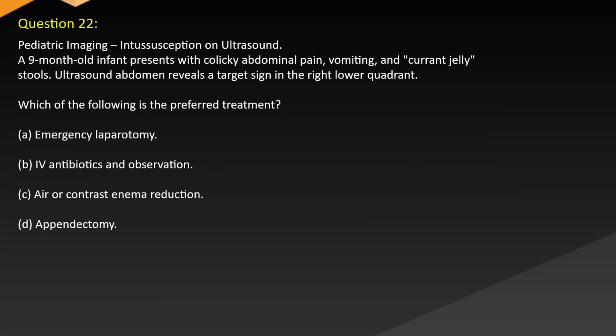Question 22. Pediatric imaging. Intussusception on ultrasound. A 9-month-old infant presents with colicky abdominal pain, vomiting, and recurrent currant jelly stools. Ultrasound abdomen reveals a target sign in the right lower quadrant. Which of the following is the preferred treatment?